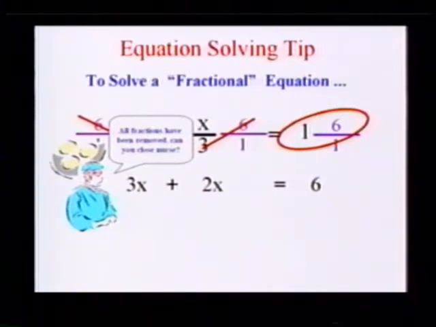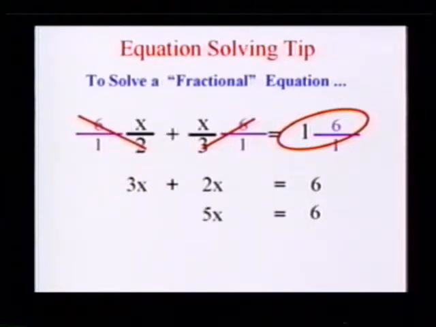Now I just solve it normally. Let's see, 3x plus 2x, 5x, and I get x alone. 5 is multiplying, so I'll do the opposite to both sides. Divide by 5, and I got the answer is x is 6/5 in this case. You're absolutely correct. So that's a nice little tip. When you have a fractional equation, multiply through by the least common denominator, and you're hunky-dunky.